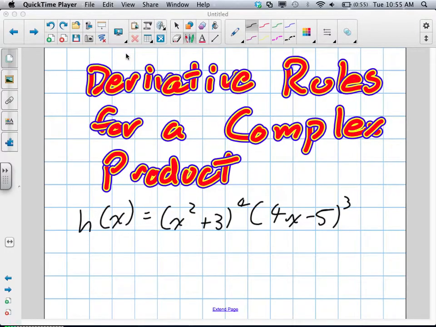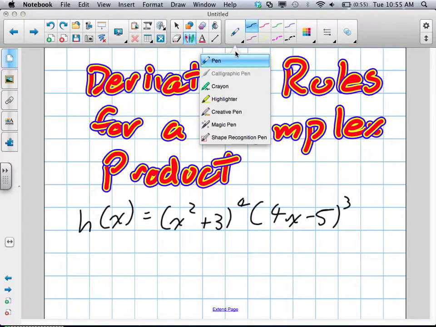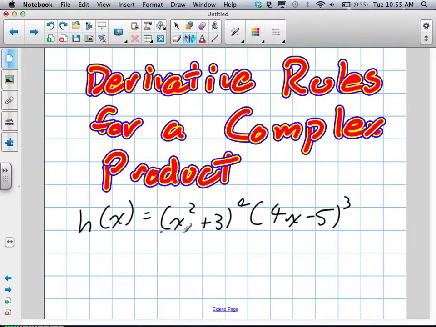Okay, derivative rules for a complex product. We could go about solving this a couple different ways. One of the ways you could do it, and it could be a way to check, in case you're wondering how to check something like this, because this is a base of a power of 4, and this is a base of power 3, we could rewrite the first one 1, 2, 3, 4 times, and then rewrite the second one 1, 2, 3 times, and then you'd have 7 different terms of the function to run through the product rule, which would make this very long.